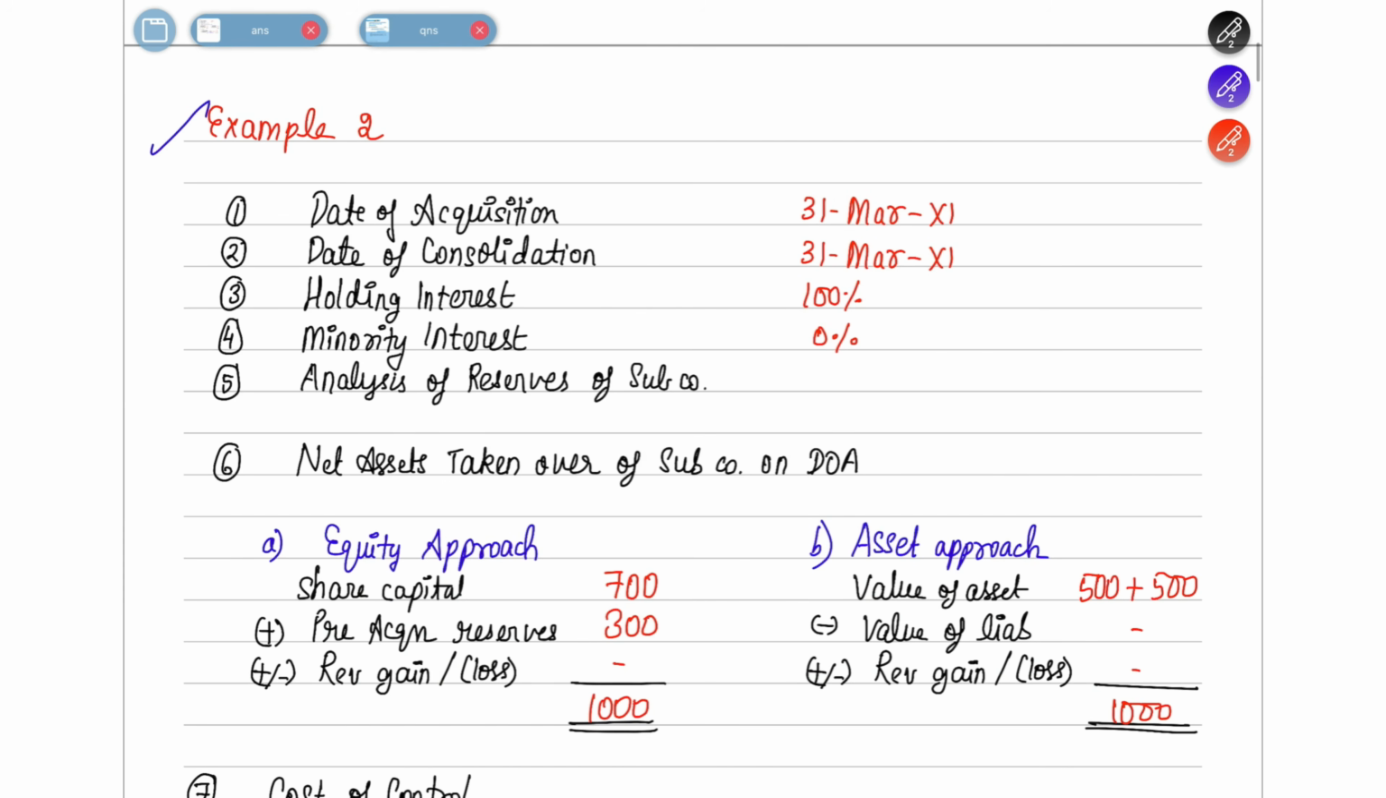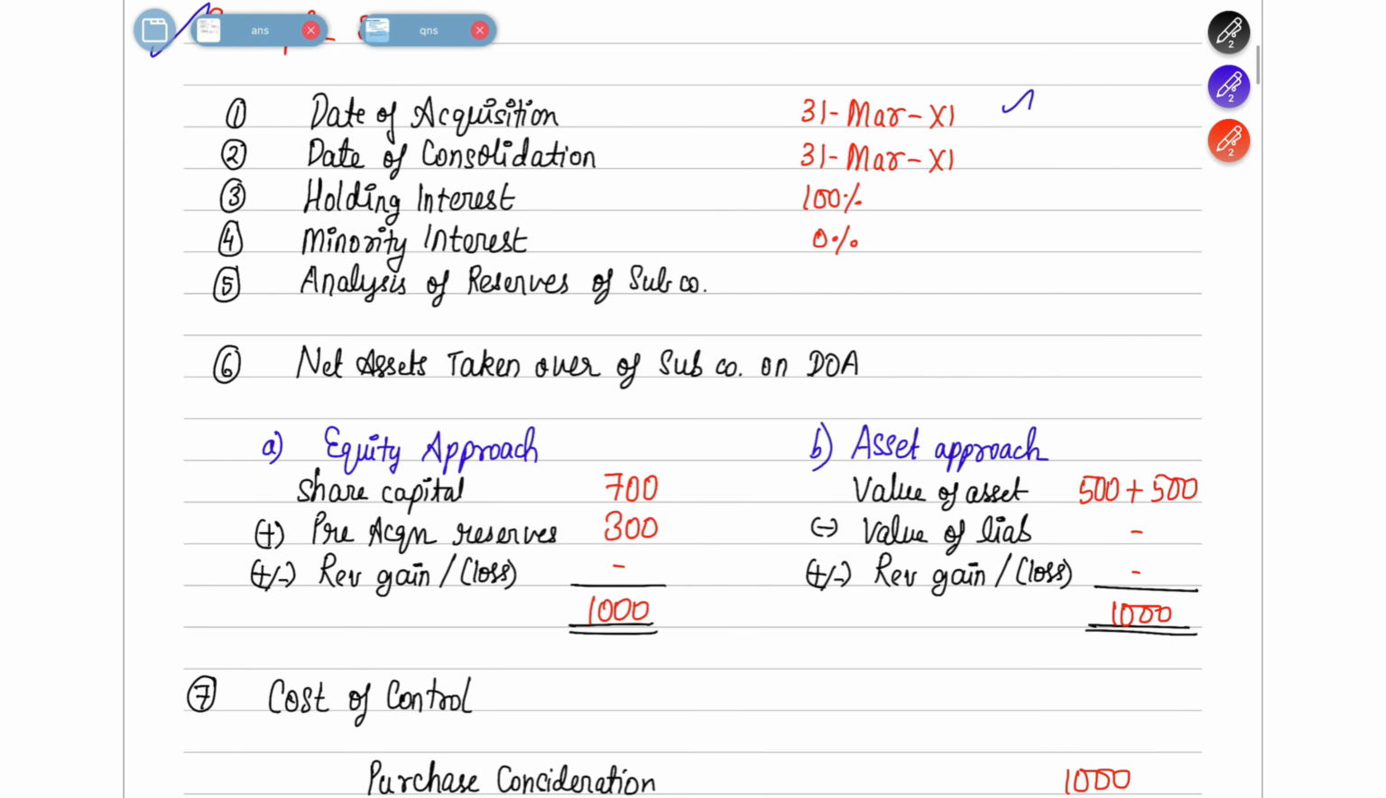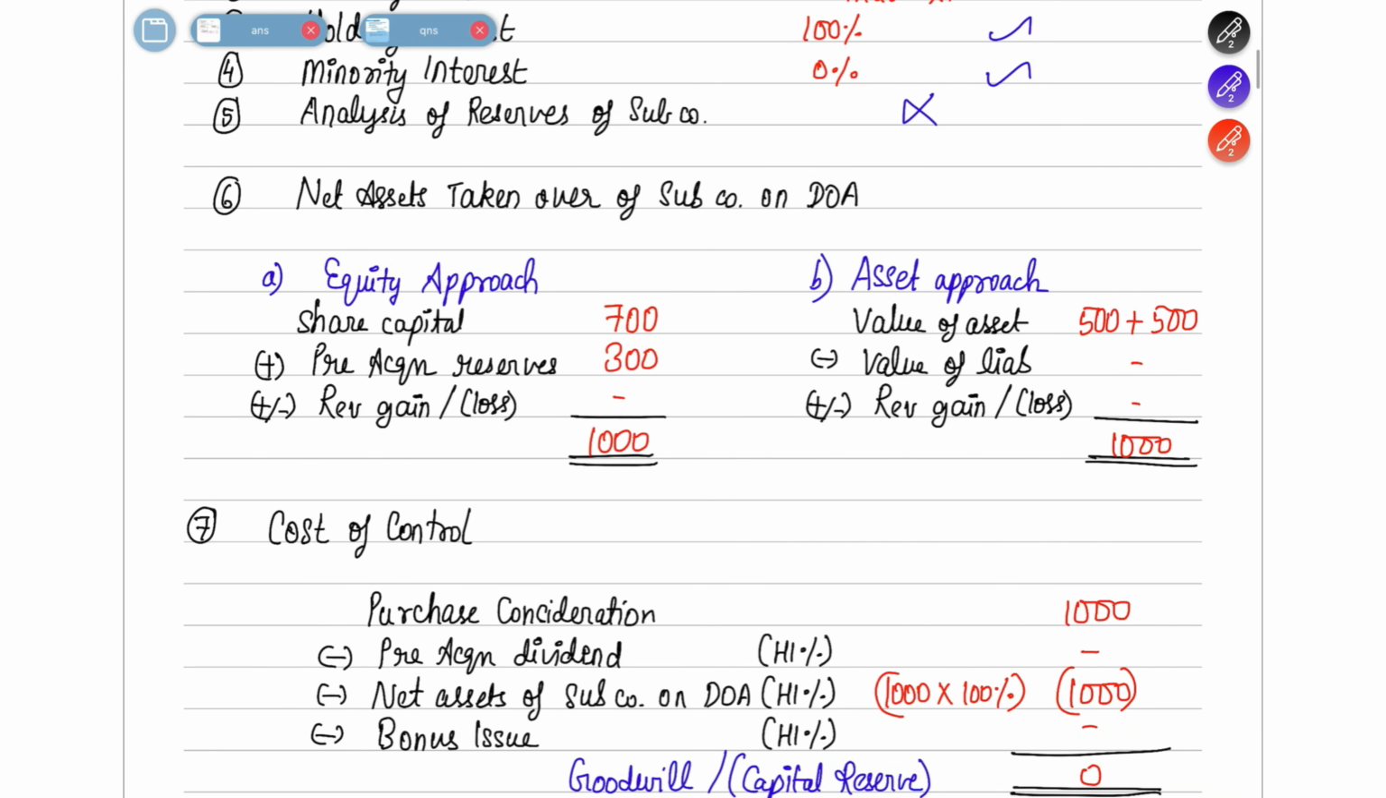Yes. So example number 2. The date of acquisition is 31st March 2001. The date of consolidation is the same, so there is no post period. The entire period is going to be a pre-period only. Holding interest is 100%, therefore there is no minority interest. It's going to be 0. Analysis of reserves is not required to be prepared because no information is given in the question.